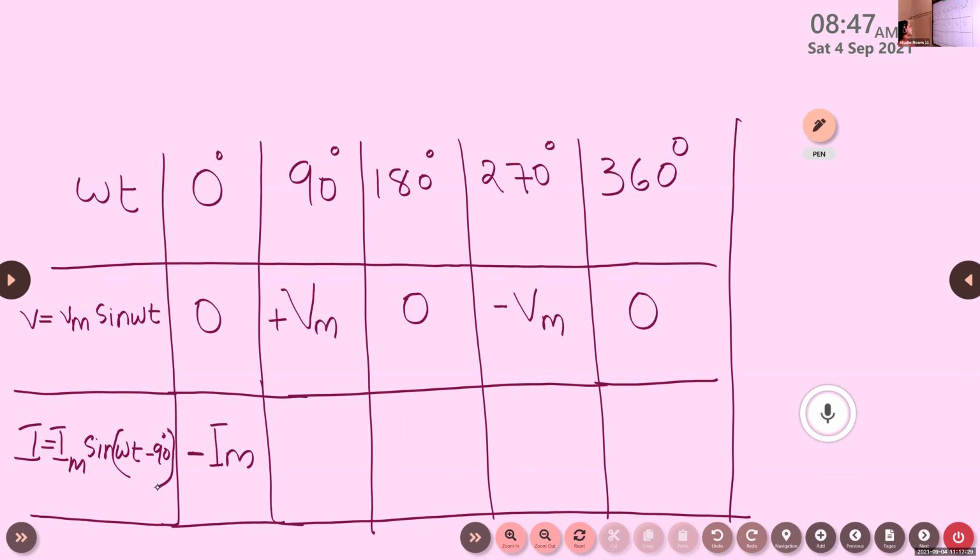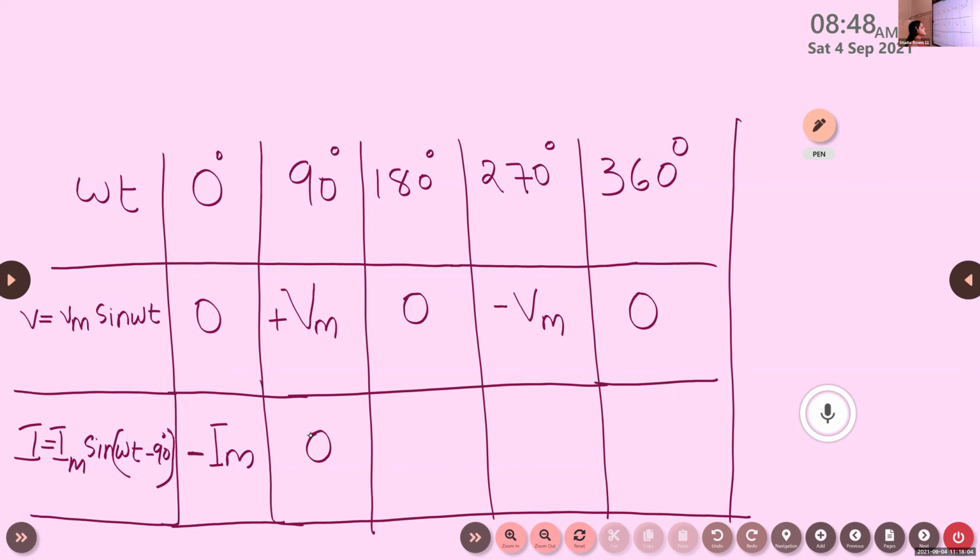What about the value of current if the phase angle omega t is equal to 90 degree? If omega t is equal to 90 degree, the value of current becomes I is equal to Im sin, and instead of omega t, we substitute 90. So 90 minus 90 is equal to 0. So Im sin 0. What is sin 0? 0. So that term becomes equal to 0.